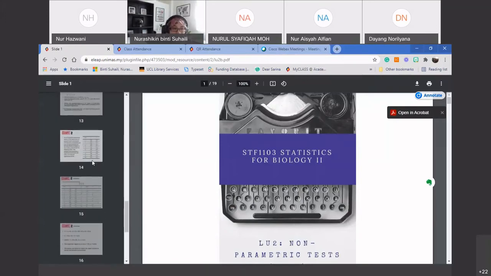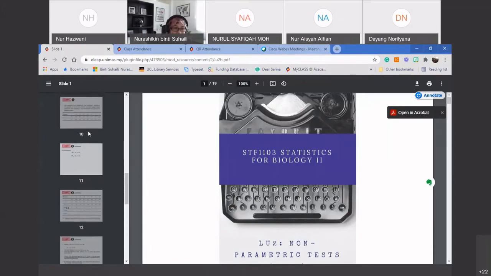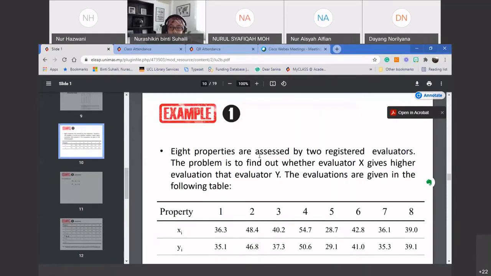I think there's an example past here. Okay, this one. So this is an example in the Wilcoxon signed rank test. 8 properties are assessed by 2 registered evaluators. The problem is to find out whether evaluator X gives a higher evaluation than evaluator Y. The evaluations are given in the following table. So you can see that these data are matched to each other and they are to be compared.